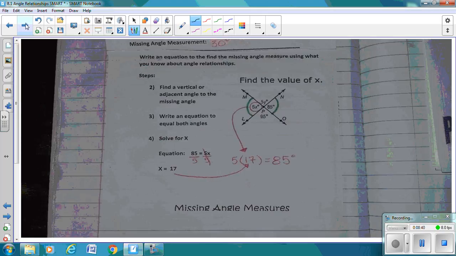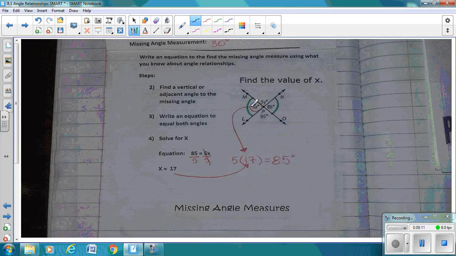Write an equation to find the missing angle measure using what you know about angle relationships. Find the value of x. So here you want to find a vertical or adjacent angle to the missing angle. Okay, so right here we have 5x degrees, 95 degrees, 85 degrees, and then 5y degrees. Now they only want you to solve for x, so that's what we want to look for. We have a missing variable y. We don't want to look at that though. We're trying to find x.